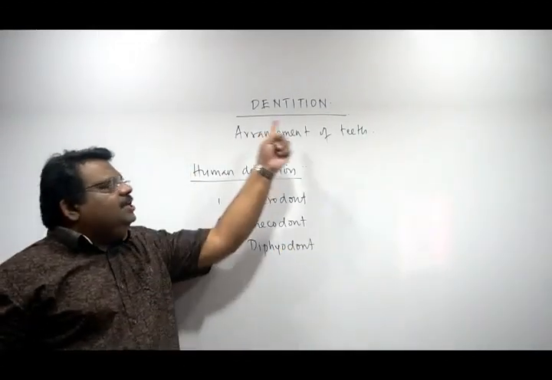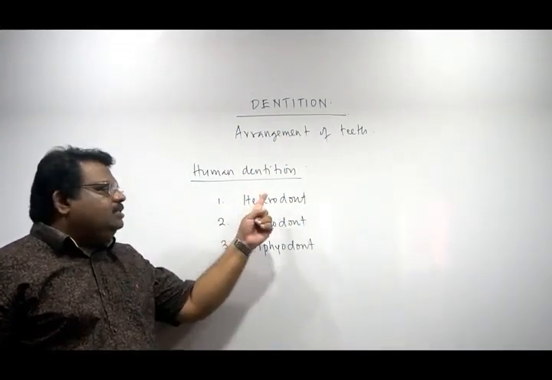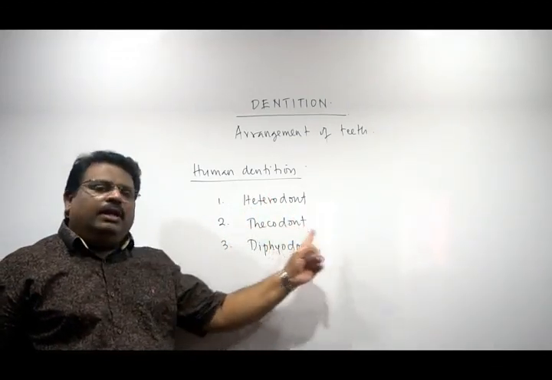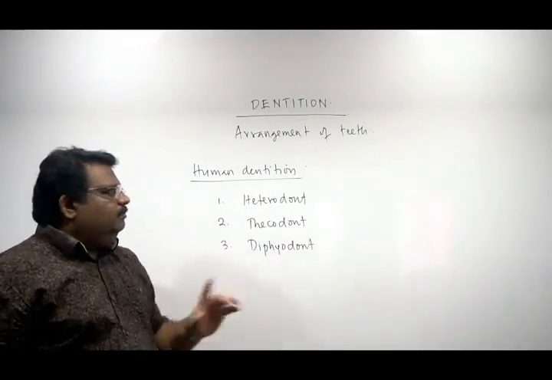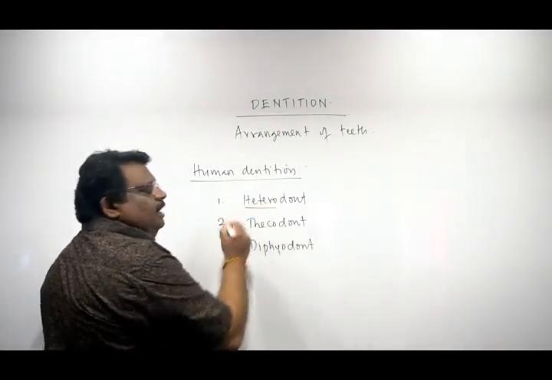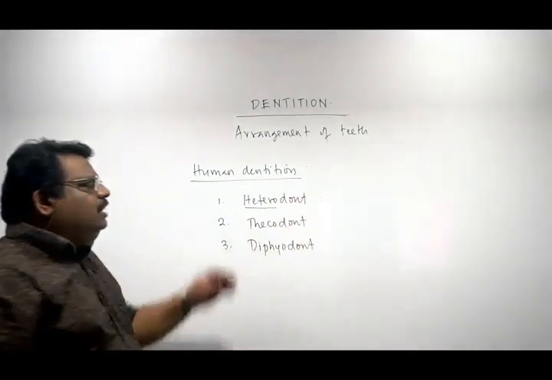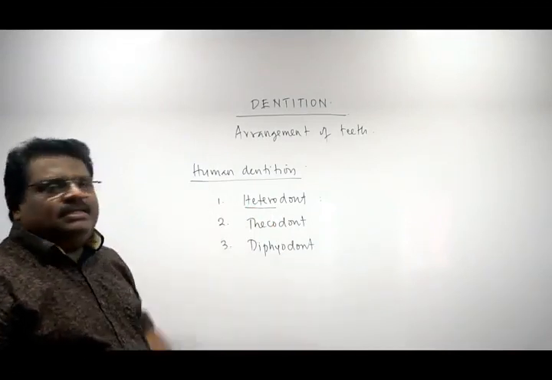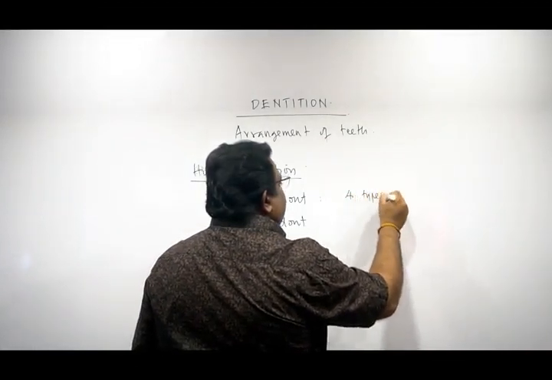So, dentition means the pattern of arrangement of teeth within the buccal cavity. The human dentition is classified or described as heterodont dentition, thecodont dentition and diphyodont dentition. We can see them one by one. Heterodont dentition. You know the meaning of the term hetero. Hetero means different. So heterodont dentition means different types of teeth are present inside the buccal cavity. As far as human beings are concerned, four different types of teeth are there.